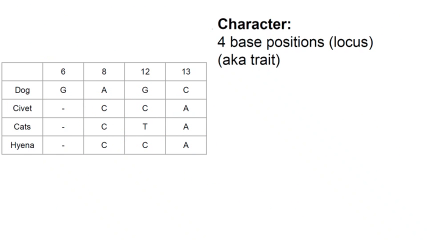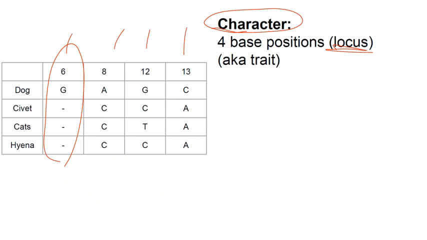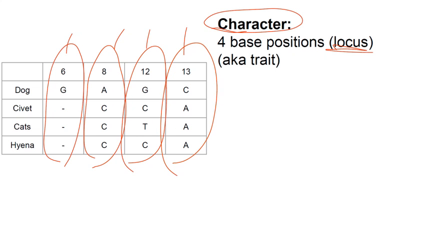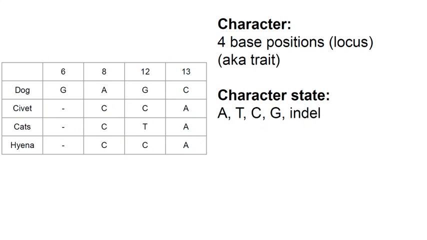In this case, we would consider the nucleotide bases, the loci, as our trait or as our character. So we have 4 loci, 4 base positions. Each one of these we would consider a trait. So we have 1 trait, 2 traits, 3 traits, 4 traits, each one of these positions. And each of these can take on 5 different states. It can be A, T, C, or G, or an indel. So we can think of it as possibly transitioning between A, T, C, G, and an indel.